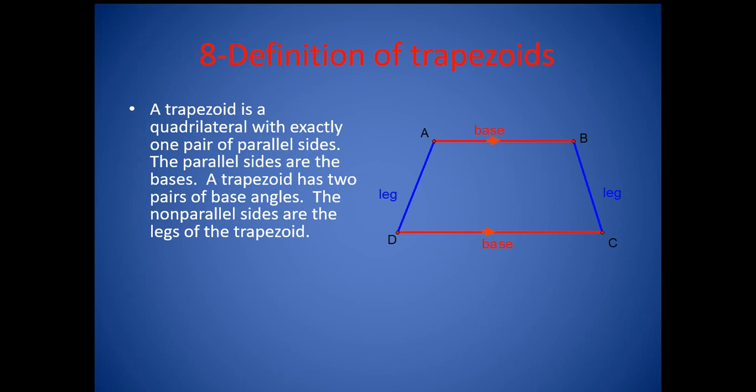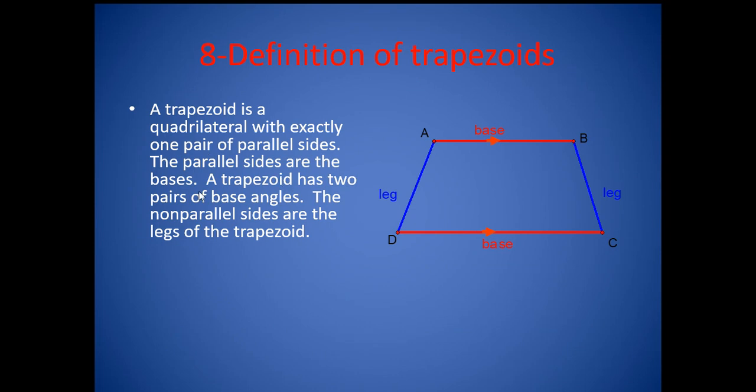Now, 8, this is the last part in this chapter, and this is the last thing that I've seen in this chapter. Definition of a trapezoid. What does it mean, trapezoid? A trapezoid is a quadrilateral with exactly one pair of parallel sides. When I say one pair of parallel sides, it means just two sides are parallel, the bases. So those two parallel sides are called the bases.